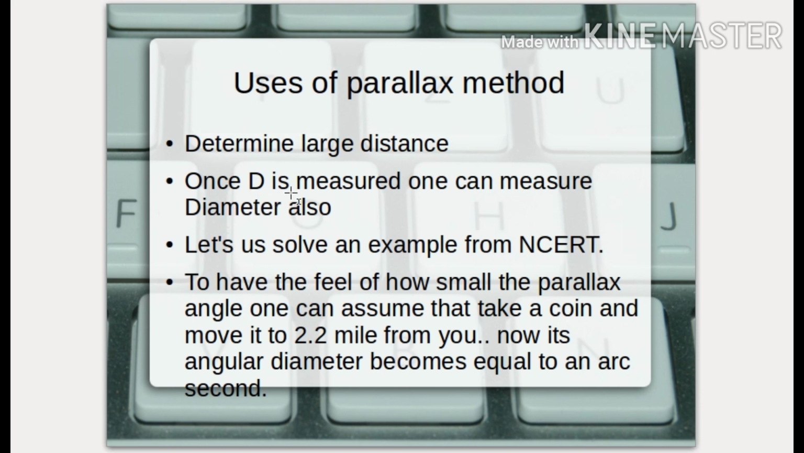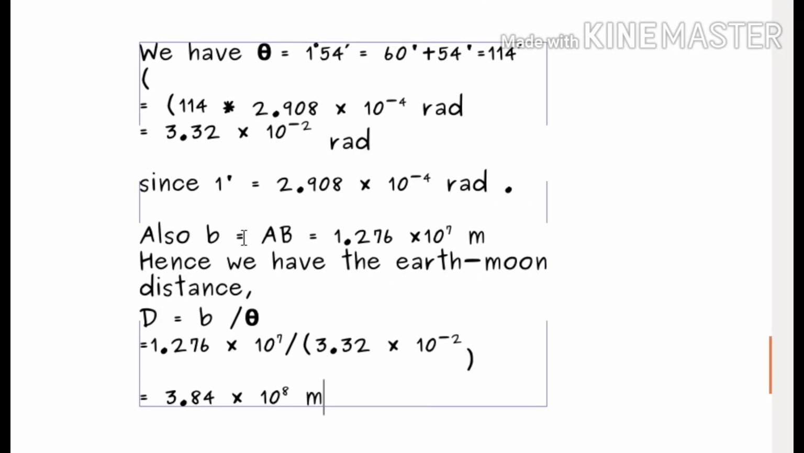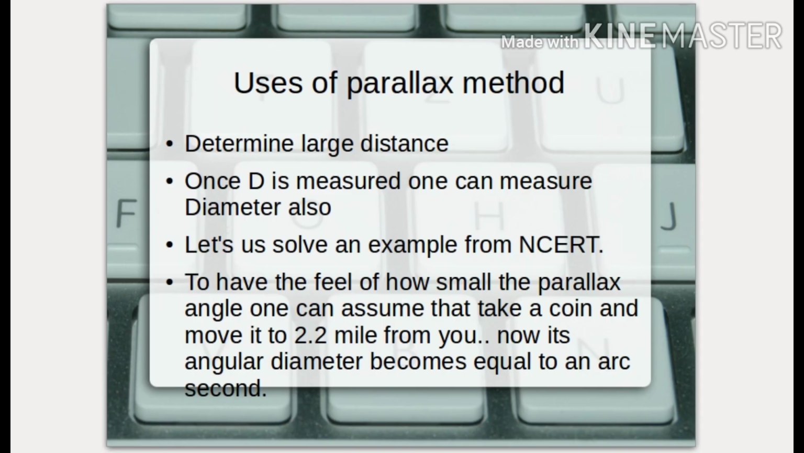Once d is measured, if you have the value of d, one can measure the diameter also. This is another application of the parallax method, and your homework problem is based on this. It is given in your NCERT book. So open the book and solve the problem based on the parallax method. Let me make it clear that we have degree, we have arc of minute, we have arc of second. So how much are they, let's have a feeling.